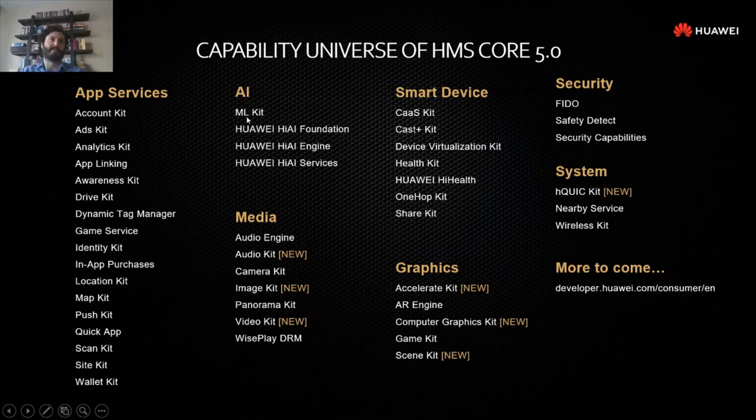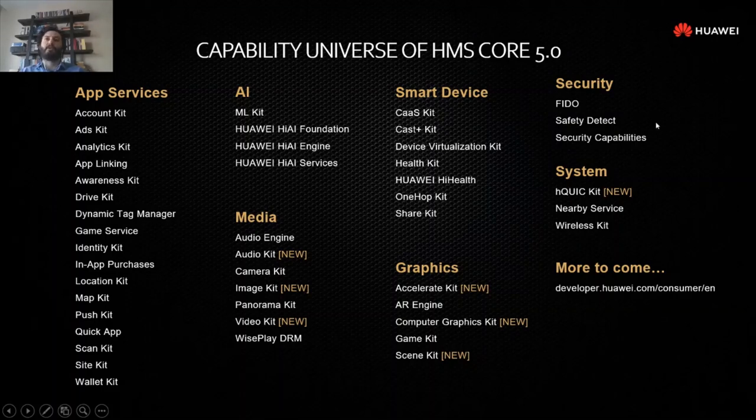We have also AI parts. For example, ML kit, you can have the AI capabilities in your application with a quick interface. And also for the media part, we have camera kit, image kit, video kit, and also we have the DRM, digital rights protection. For device integration, we have Cast Plus kit, and we have health kits as well. So it is important for health apps and fitness apps. And for the graphics part, we have also innovative and high technology kits. It will give you the AR engine, augmented reality, and computer graphics kits.